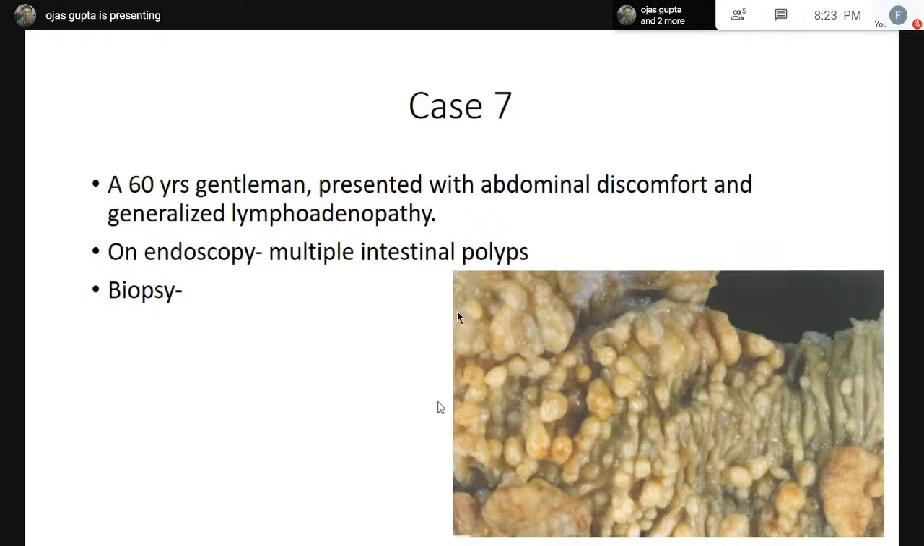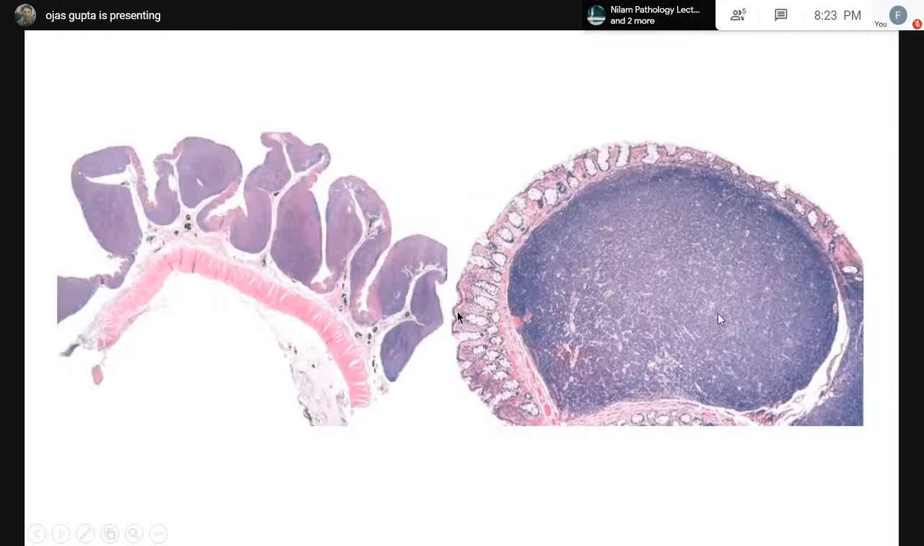So after follicular lymphoma, let's move on to case number 7. Now we have a 60-year-old gentleman who presented with abdominal discomfort and generalized lymphadenopathy. On endoscopy, there were multiple intestinal polyps, 0.5 to 3 centimeters at largest dimension. Biopsy was done, and it showed predominant involvement of the lamina propria and the submucosa, and there were some follicles showing a homogeneous population involving the submucosa.